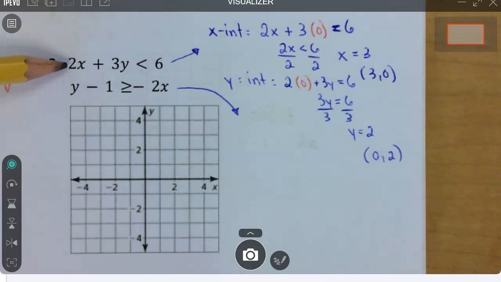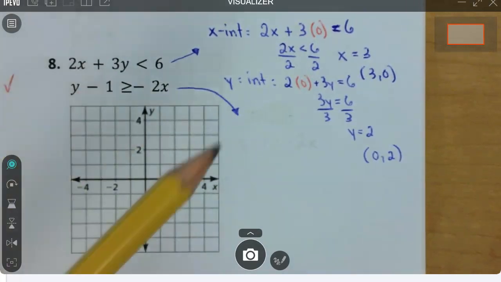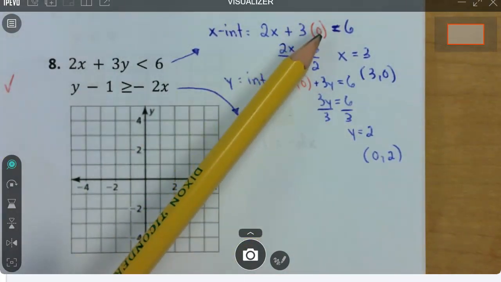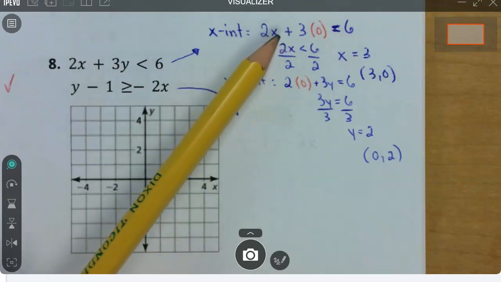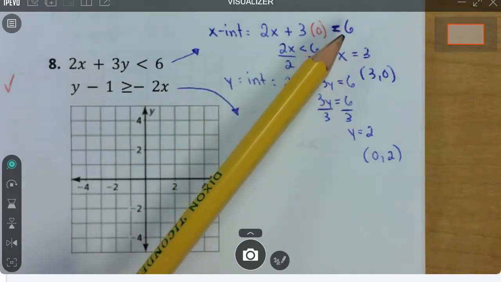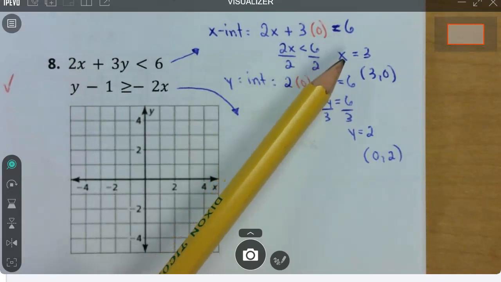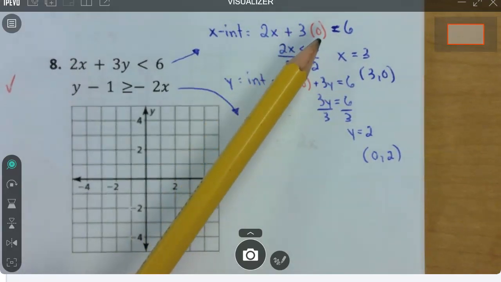Remember, when something's in standard form, we don't know the slope yet, and we don't know any intercepts, but what we can do is easily find the x and y intercept. So the x-intercept occurs when the y value is 0. And so I set it up to be equal to 6, because that will give us our actual x value of our x-intercept. So 3 times 0, they just cancel.